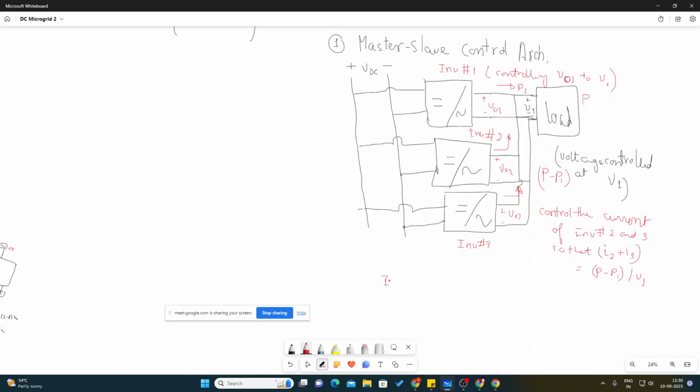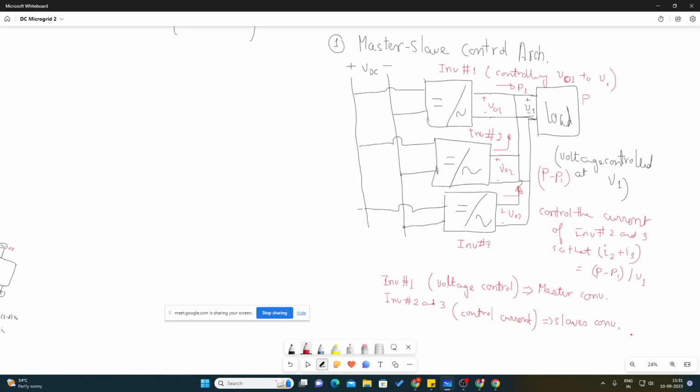So INV1 is having voltage control, and hence it is known as the master converter. INV2 and 3 have control of current, and hence these are slave converters.